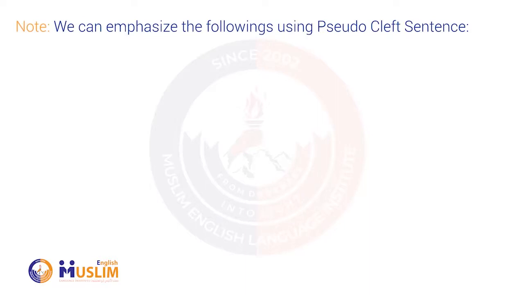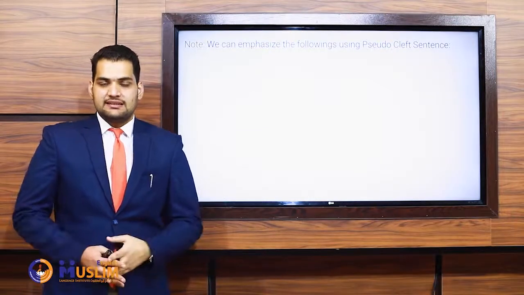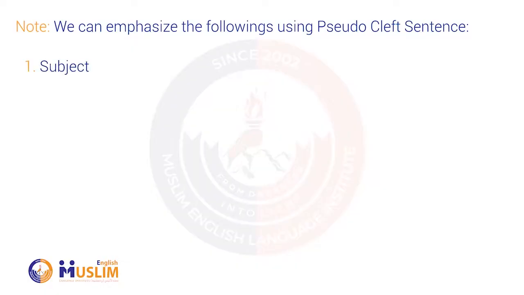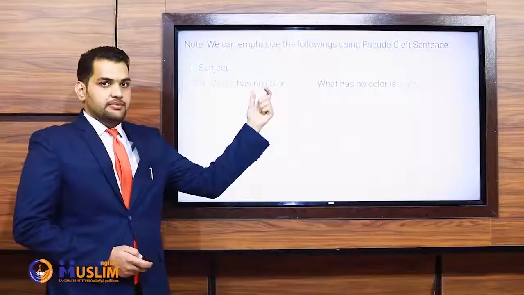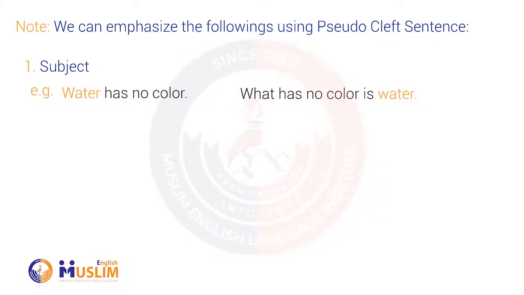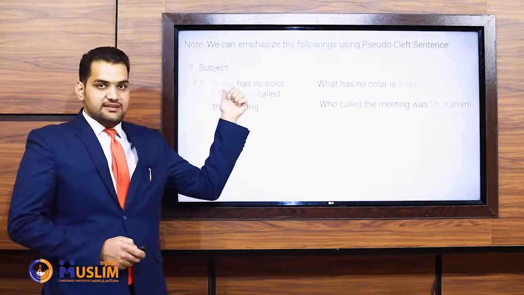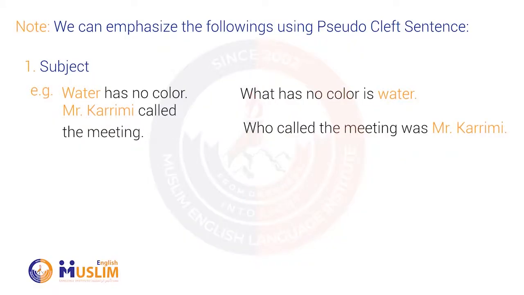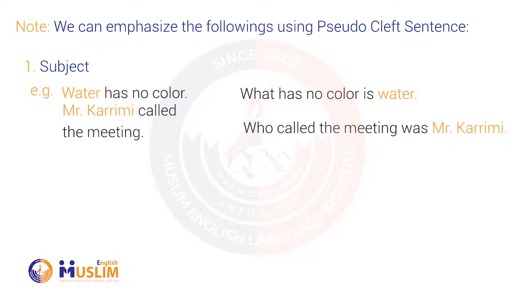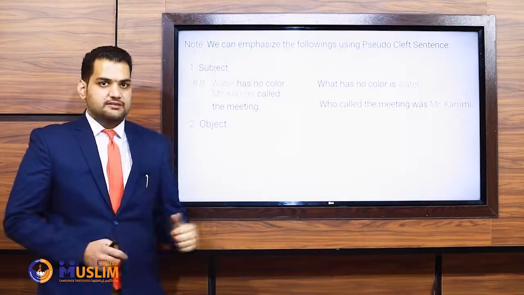Remember, we can emphasize the followings using pseudo cleft sentence. As I told you earlier, we can emphasize any word in a sentence using a pseudo cleft sentence. Specifically, number one, the subject of a sentence. For example, water has no color. If you emphasize the subject of the sentence, which is water, you can say, what has no color is water. So what is emphasized in that sentence? Water, which is the subject of the first sentence. Mr. Karimi called the meeting. Mr. Karimi is the subject, and if you want to emphasize it, you can say, who called the meeting was Mr. Karimi.